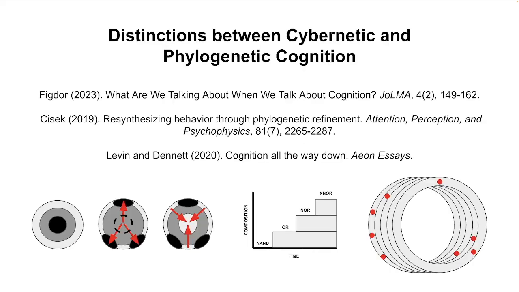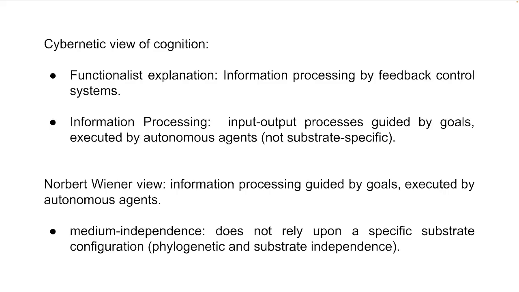To put this into context, we have to talk about the difference between cybernetic cognition and phylogenetic cognition. So here are some publications I'm going to draw from: the Figdor publication, CISAC, also useful, as well as the Levin and Dennett comment in ANSAs. So the cybernetic view of cognition, and this is defined by Figdor in a couple of ways. There's the functionalist explanation, which is information processing by feedback control systems.